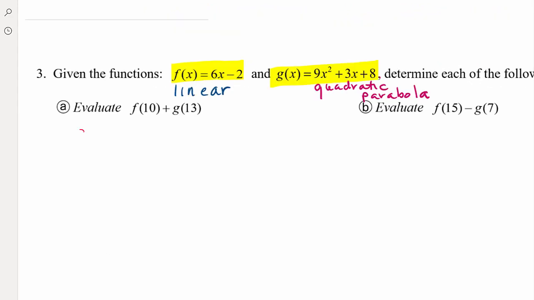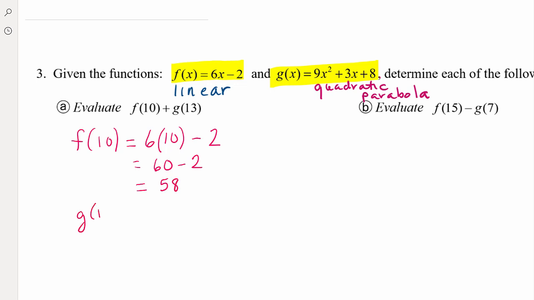So as you know, that means that we're going to be using 10 as our x value in the function f. So I'm just rewriting, but where the x was, I put in the 10. And then I'm going to use my order of operations here, multiply 6 times 10 and get 60. And 60 minus 2 is 58. Okay, so that's your f of 10. Then I'm going to evaluate g of 13.